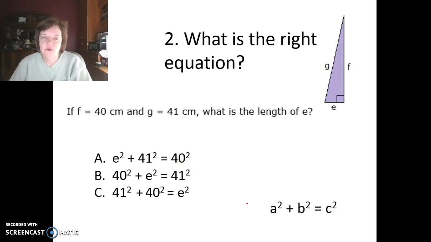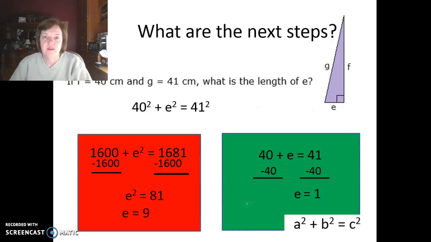All right, here's one for you to do. Just figure out the first step. Let's set it up. Which of those is the right equation? Okay, now that you've set it up, and hopefully you understood that 40 squared plus e squared equals 41 squared.